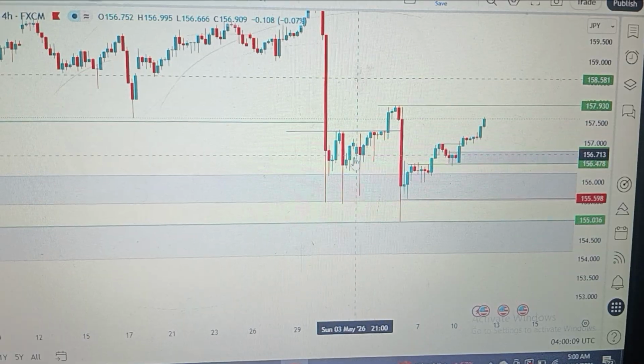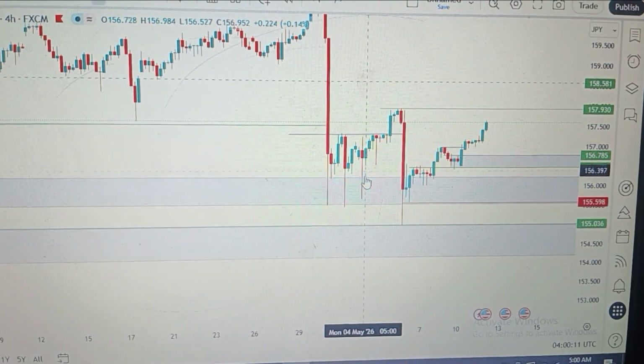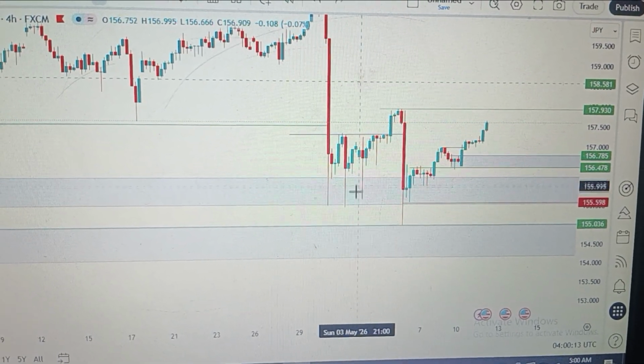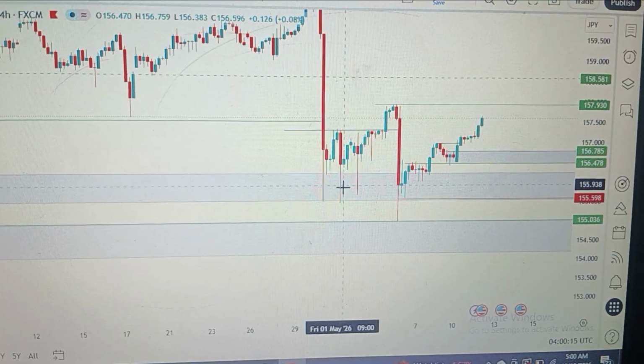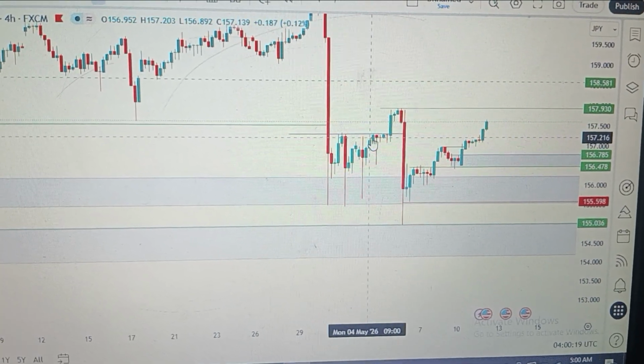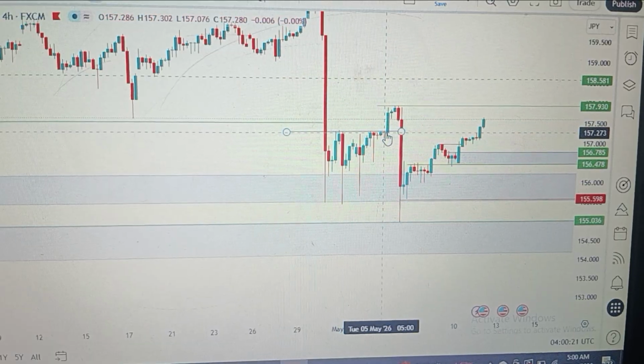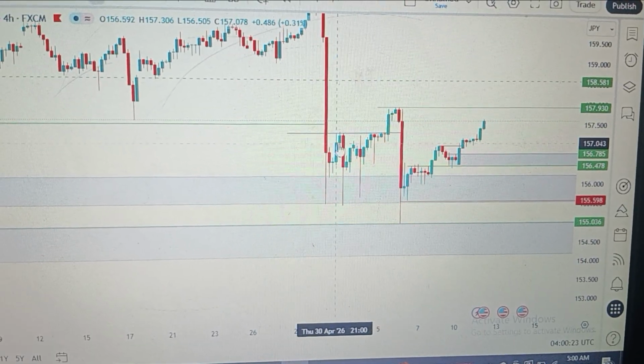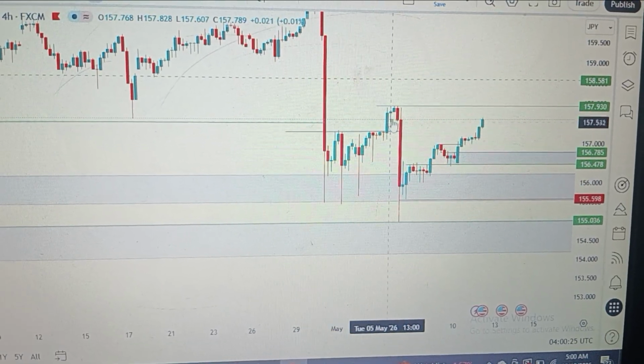After that we had a bullish push, then this drop again. Now we have this push, and this rejection is a signal that buyers are stepping into the market. So what I was looking for is, if price breaks above this level, I'm going to look for an opportunity to buy.